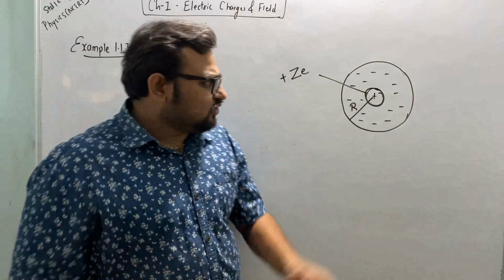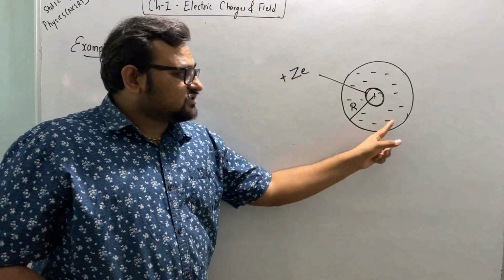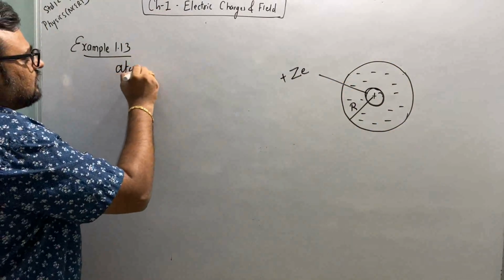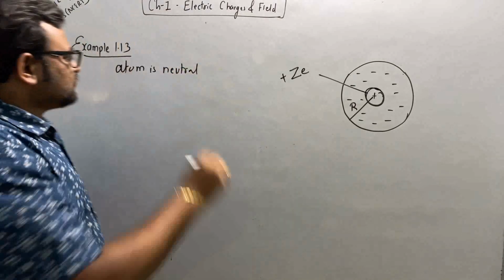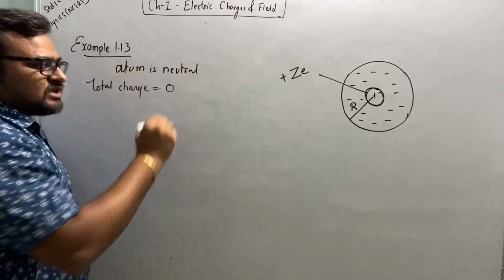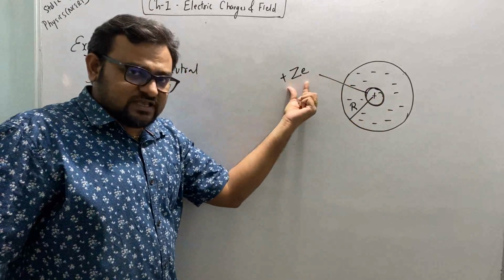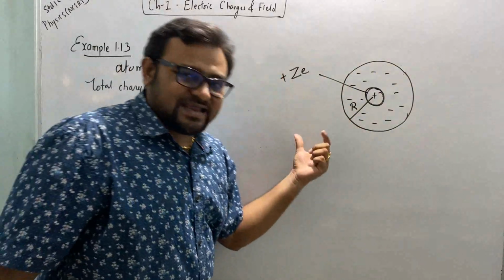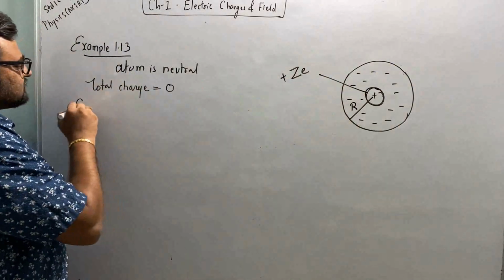First, we know that the charge inside the nucleus is plus Ze. Let's find out the charge outside. Now we know that the atom is neutral, right? So the total charge will be equal to 0. So if the charge inside the nucleus is plus Ze, the charge outside the nucleus will be minus Ze. So what will be the total negative charge outside the nucleus?